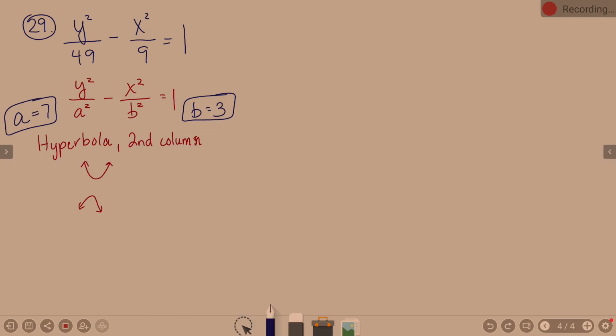I'm looking at the answer key and I'm seeing I found c. You don't necessarily have to find c to graph this. Okay? Where is this hyperbola centered? My numerators are just x squared and y squared. So where is this one centered at?